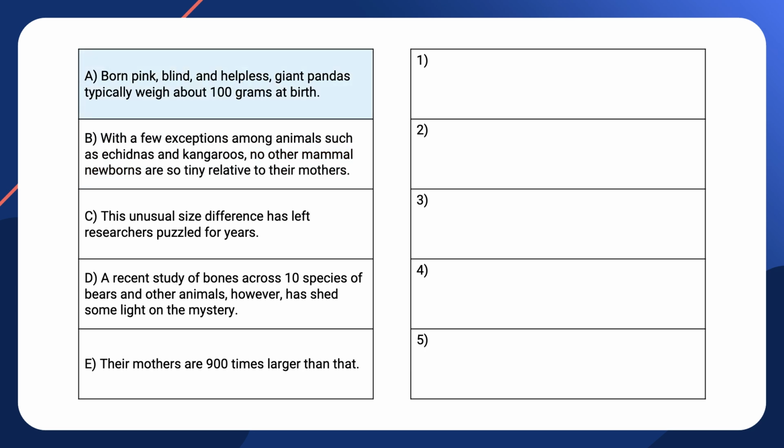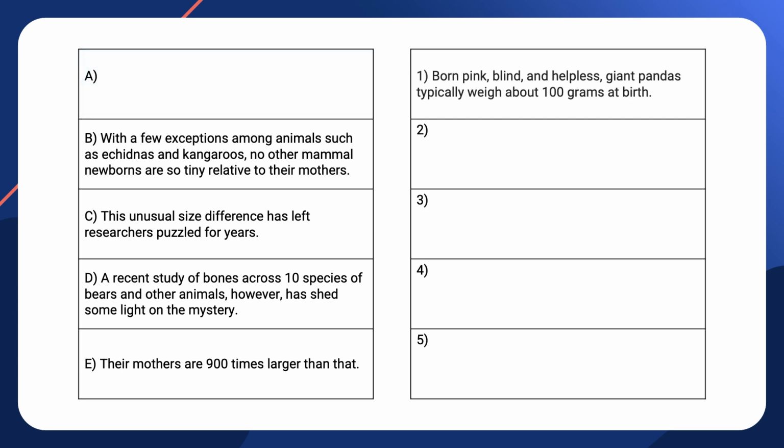Let's read sentence A. Born pink, blind, and helpless, giant pandas typically weigh about 100 grams at birth. This is a good sentence to start off with. Let's put it as sentence number 1. Okay, so which sentence attaches to this one? Well, there's only actually one sentence that can connect to it.